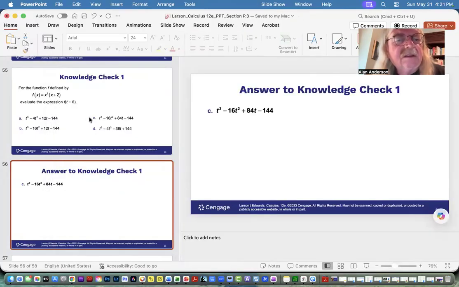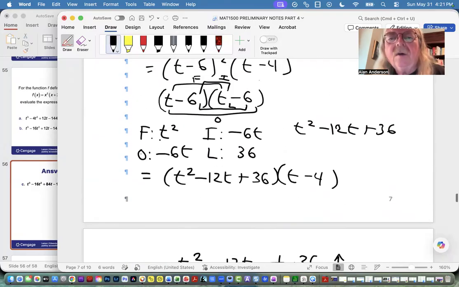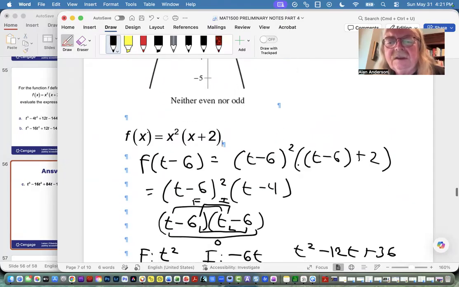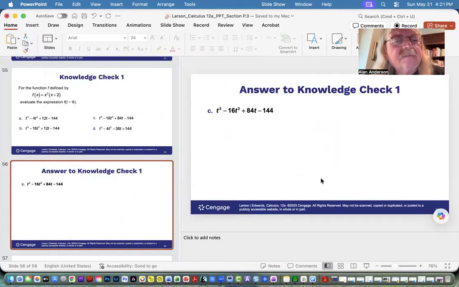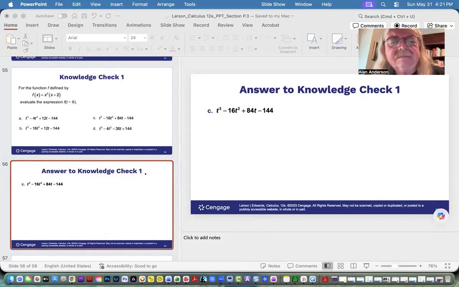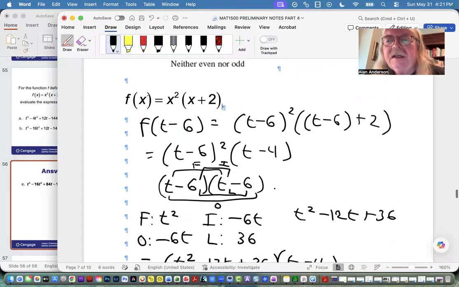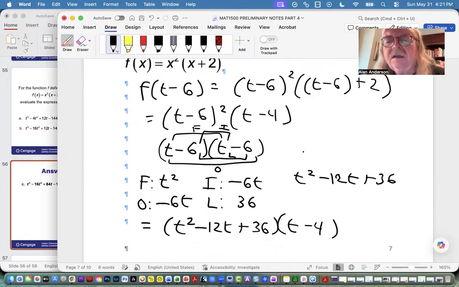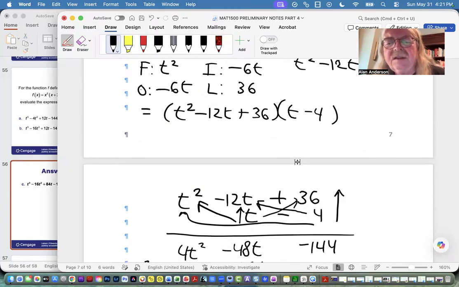Something went wrong. Oh, you know what I did? Did I copy something wrong? No, they got something else. Hmm. All right, let's see what happened. See, now in a MindTap situation, you'd get the wrong answer and you'd say, what happened? You go back and double check. So I didn't substitute anything wrong. This is fine. T minus 6 squared is indeed t squared minus 12t plus 36.